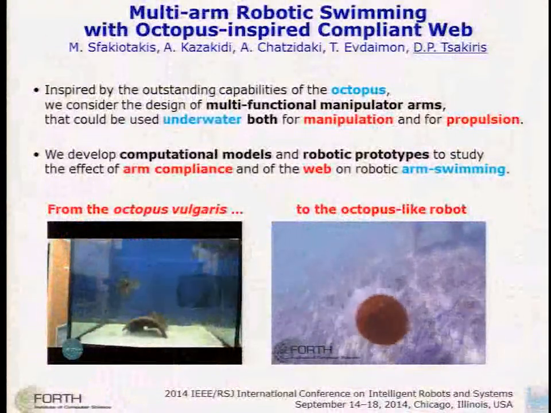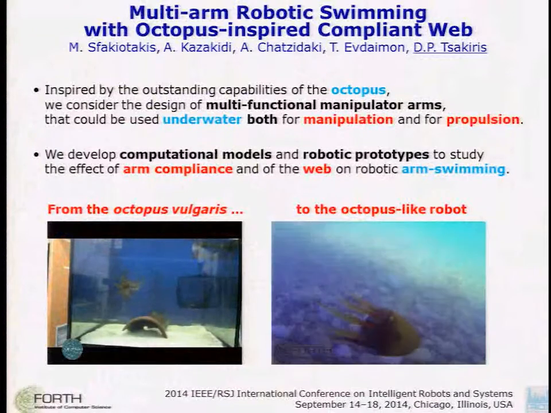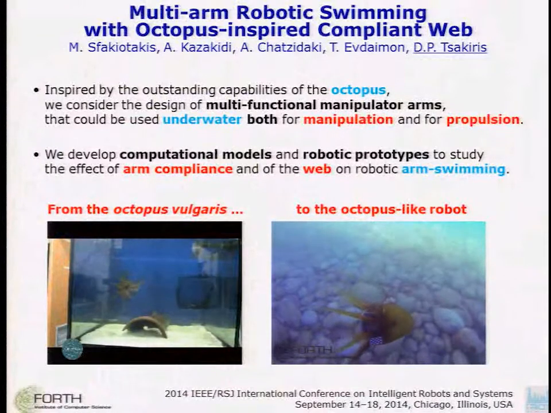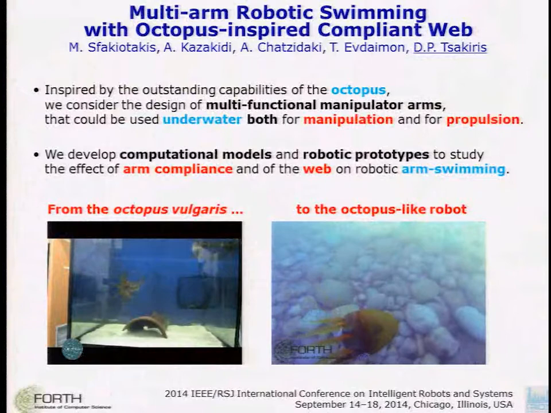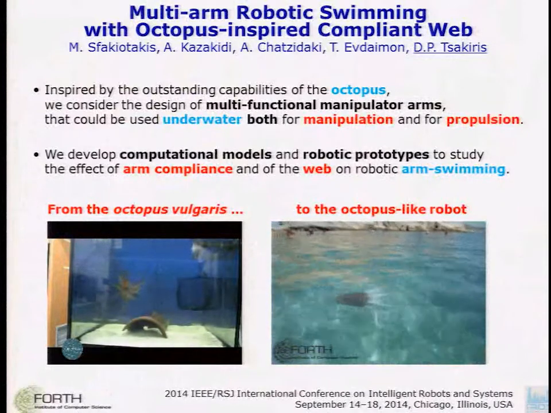Good morning. My name is Dimitris Tsakiris, and I am with the Institute of Computer Science of Forth in Greece. I'm going to present a paper entitled Multi-Arm Robotic Swimming with Octopus-Inspired Compliant Web. My co-authors are Michael Sfakiotakis, Asimina Kazakidi, Augusta Hadzidaki, and Theodora Demo.